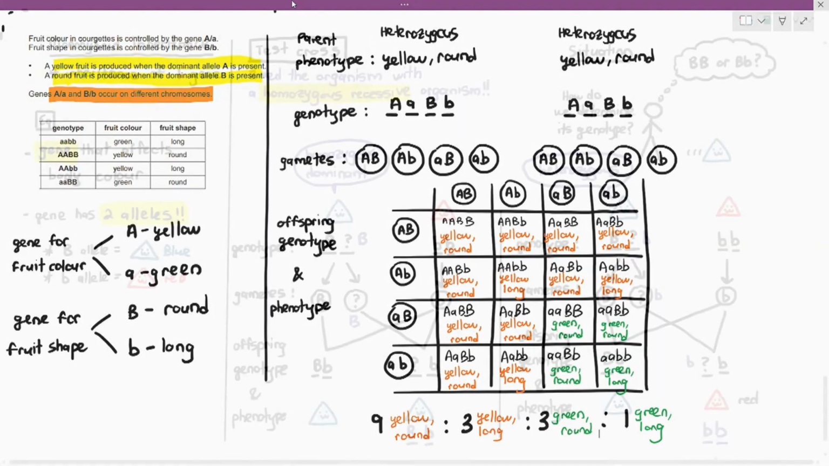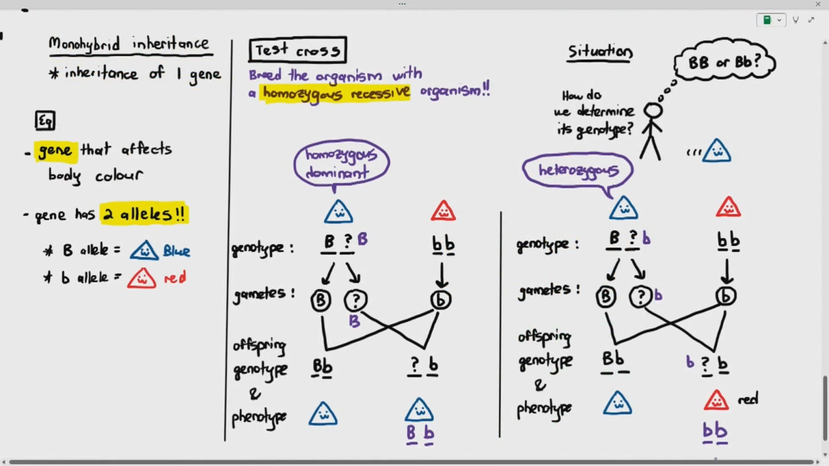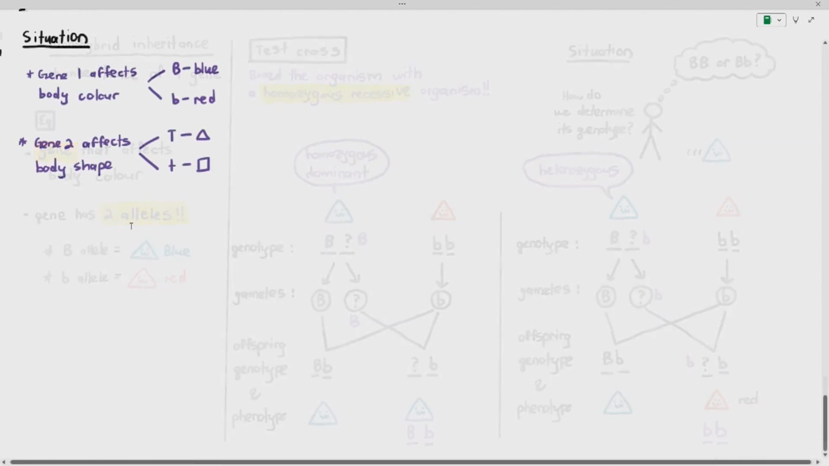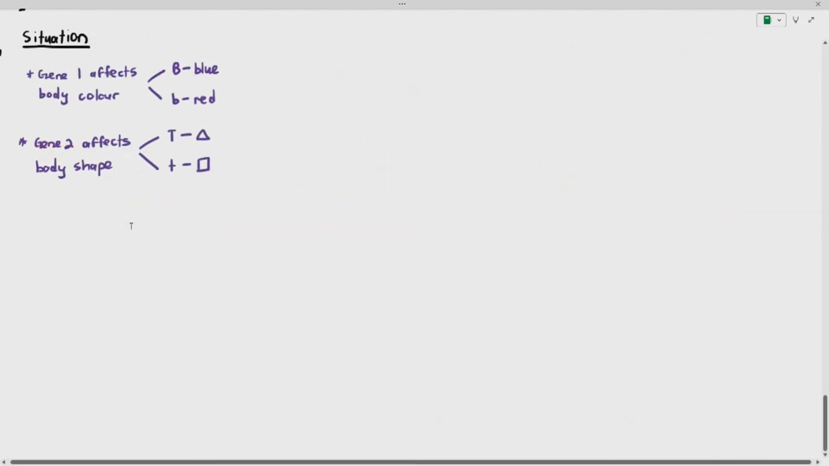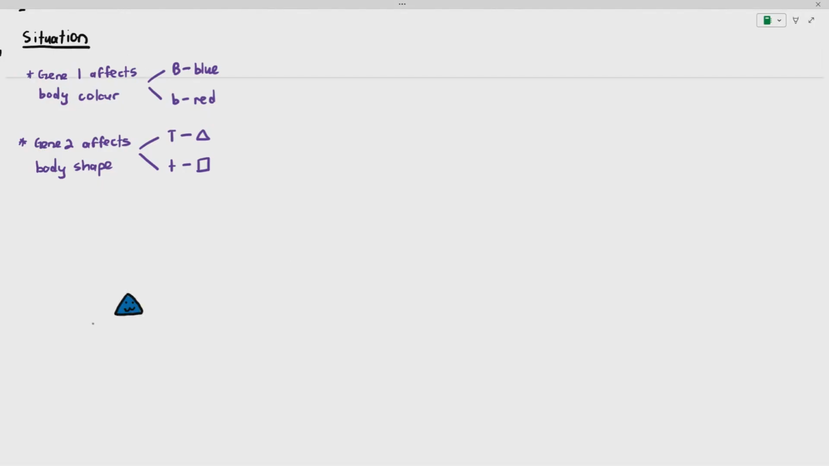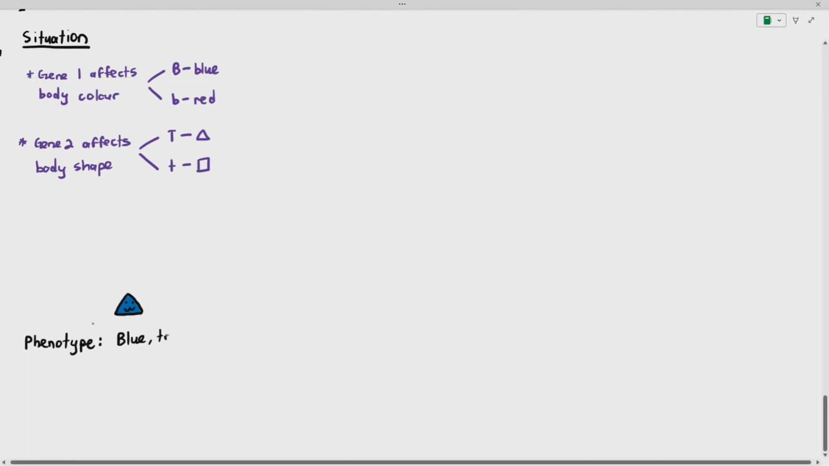Remember, a test cross is what happens when you have an organism with an unknown genotype and you cross it with a homozygous recessive. In my example here, the gene for body color: large B makes it blue, small b makes it red. The gene for body shape: large T makes it triangle, small t makes it square. Now, I have a parent here, and the parent's phenotype is blue triangle.